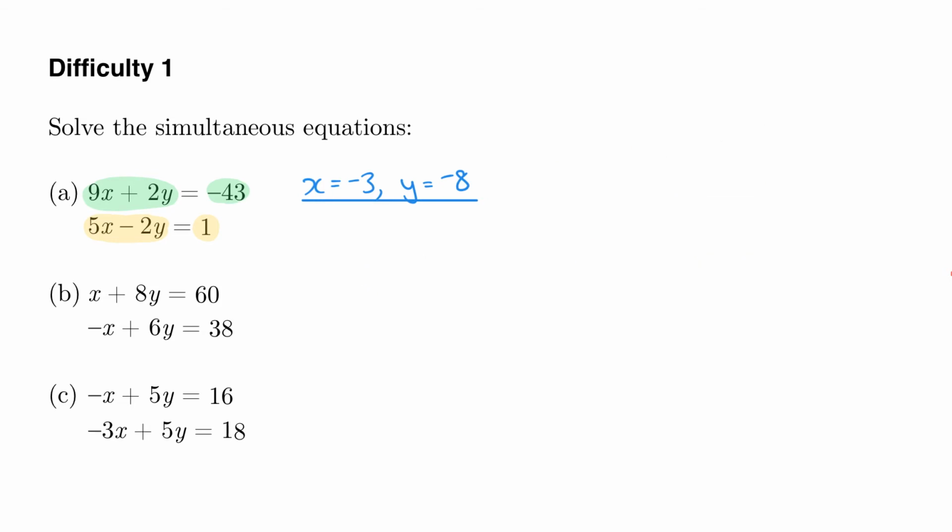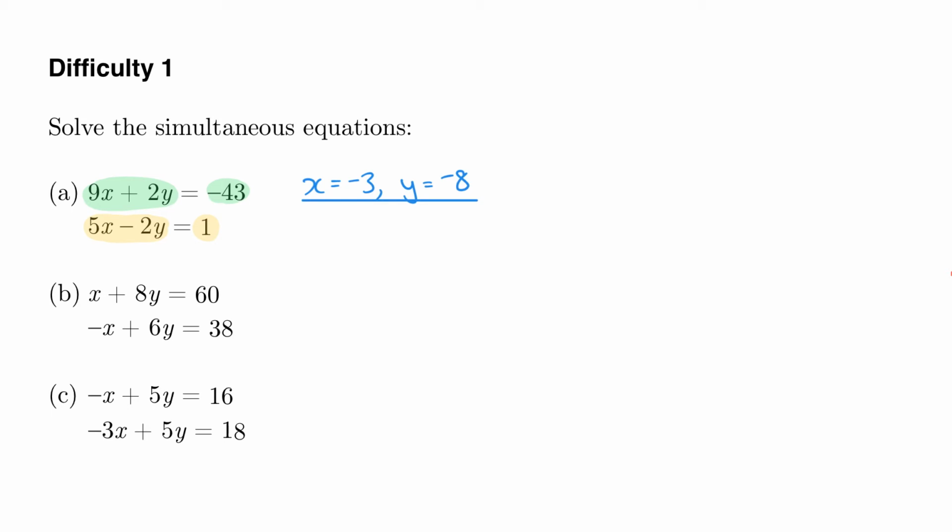In question B, we've got x plus 8y equals 60 and negative x plus 6y equals 38. Now, this is also a relatively easy question because if we add these equations together, you will see that we have the x's eliminating. Now, in the previous example, when we added those together, we had the y's eliminating because positive 2y add negative 2y gave me 0. In this case, I've got 1x and I've got a negative 1x. So let's see how this works out.